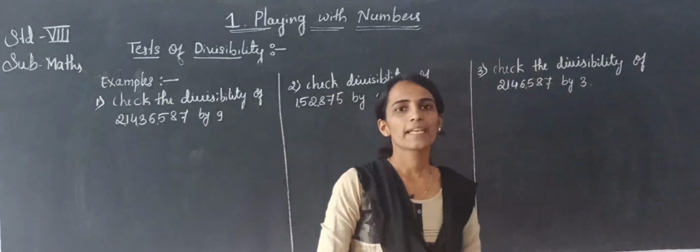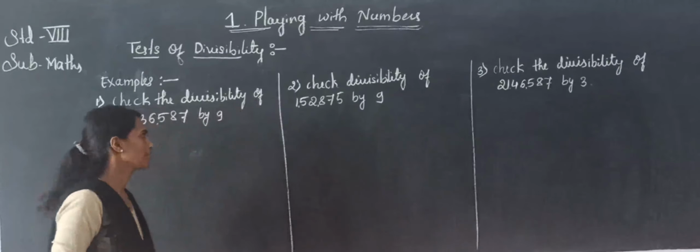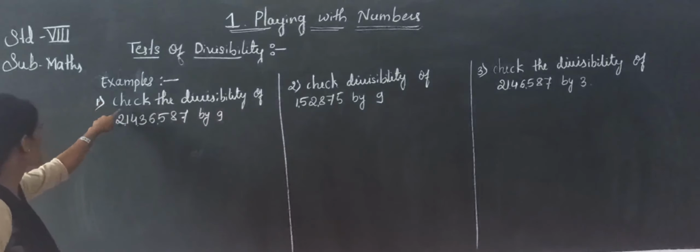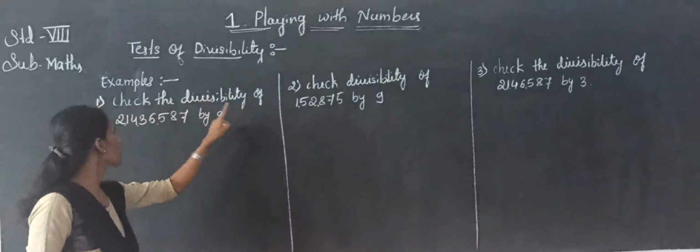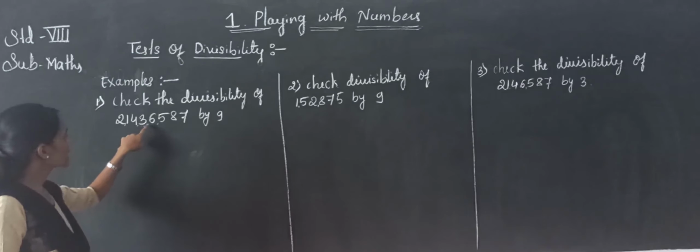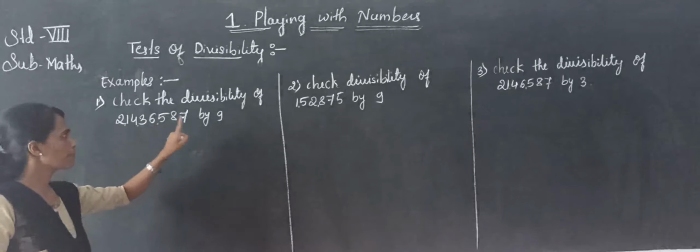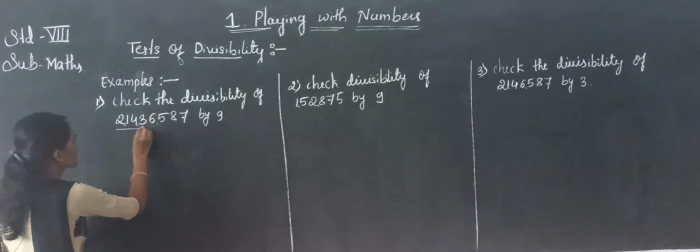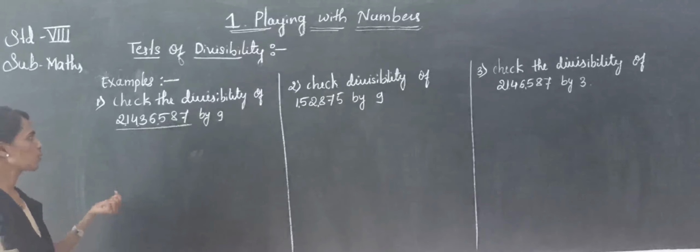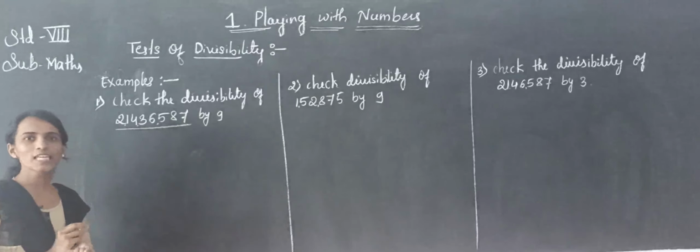Now we will see some examples on divisibility rules. Some examples I already wrote on the board here. Check the first example: check the divisibility of 2,14,36,587 by 9. So check whether this number will be divisible by 9 or not. Then how to check? Add all the digits of the given number.